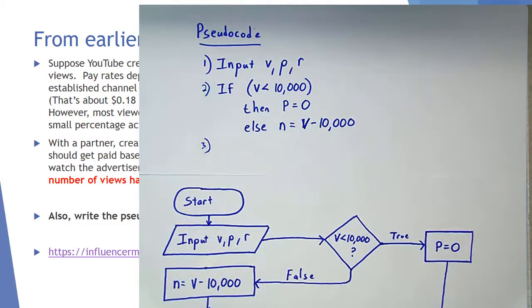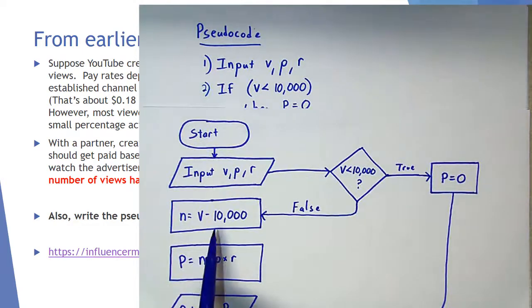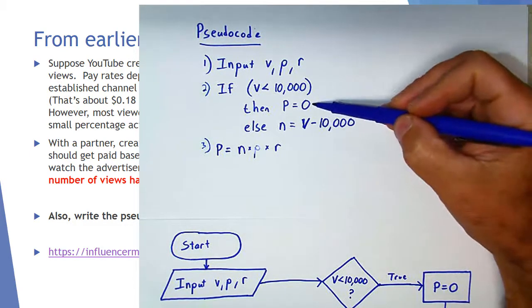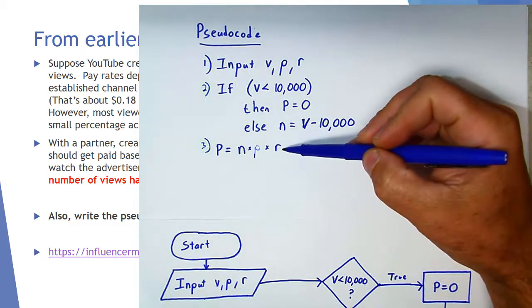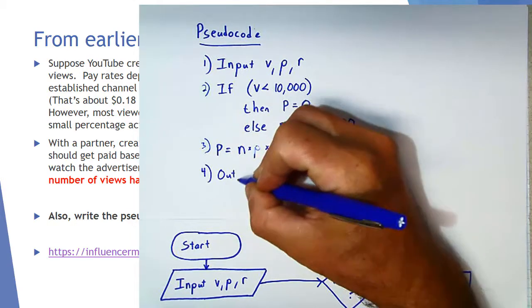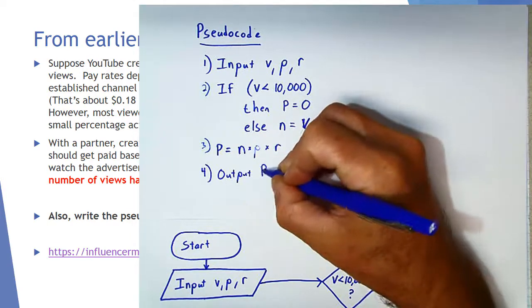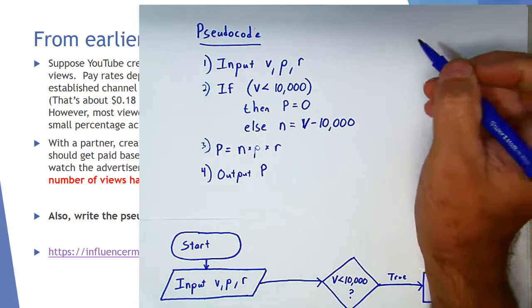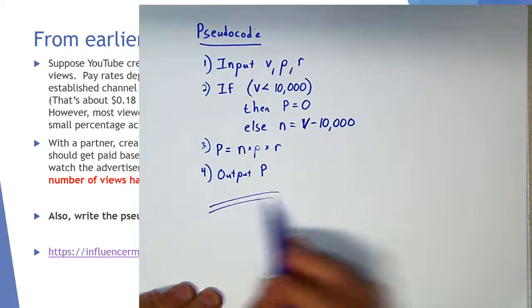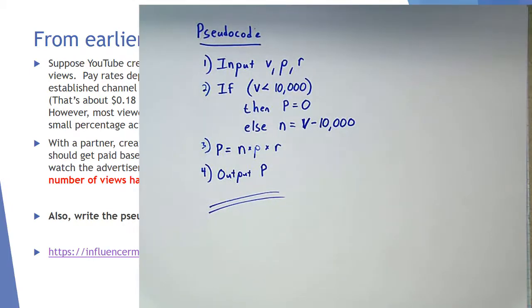Then what do we do with that? Well, as we showed on our flowchart, then we can figure out what our pay value is by multiplying those money-making views times the percent that actually watch the ads times our pay rate. And at that point, we've either got a P value of 0 or a P value that was calculated because we exceeded 10,000. So we can output our P value. And again, that's capital P, that's our pay, and we're done. We've written the pseudocode that corresponds to our flowchart.